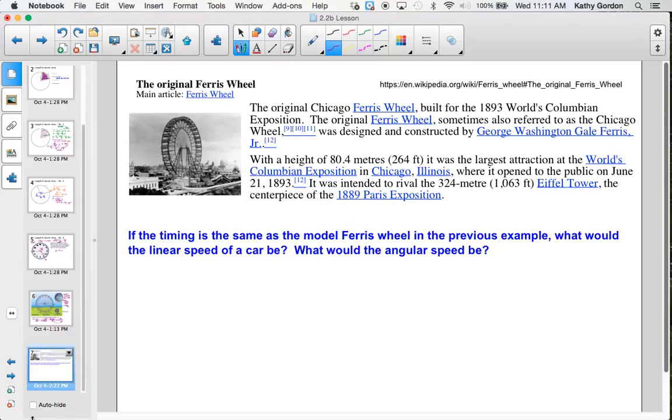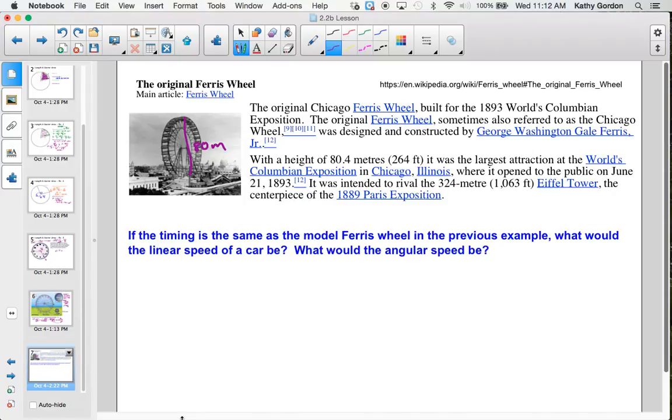What if we did it for real? The original Ferris wheel is actually named after George Washington Gale Ferris, Jr. And the original one, which was built in Chicago for the World's Fair, World's Exposition, was about 80.4 meters in height. Okay, so let's say 80 meters from top to bottom. If we keep the same timing that we had with just our model on the previous slide, what would the linear speed of the car be now?